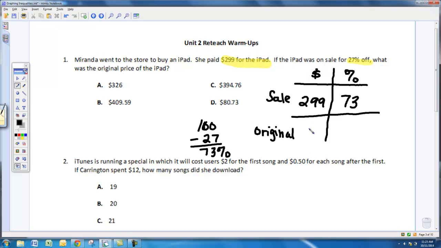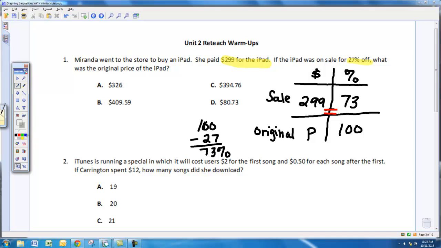We don't know the original price, so we'll call that P. The original price is the same thing as paying full price or paying 100%. So now that we have our table filled in, we can set up a proportion. We'll just put an equal sign in here. And remember, to solve a proportion, we cross multiply.